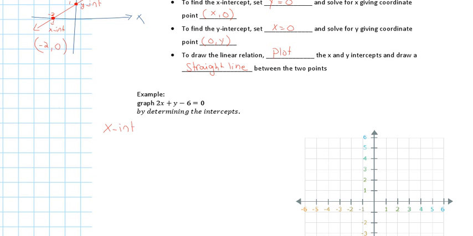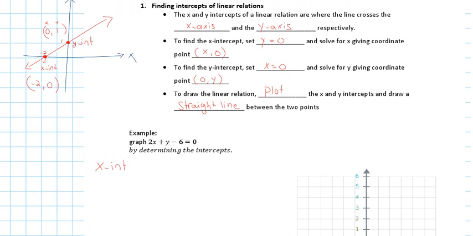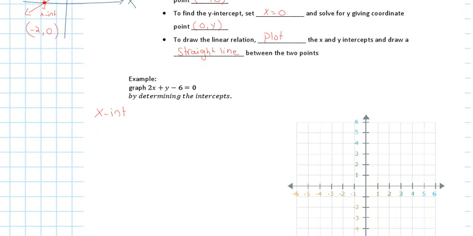So let's go back here. To find the x-intercept, I have to set y equal to 0. So set y equal to 0. Okay? So that means I'm going to have to replace y with a 0. So that's going to be 2x plus 0 minus 6 equals 0. Do you see that? We see that? So we replace that y with a 0.